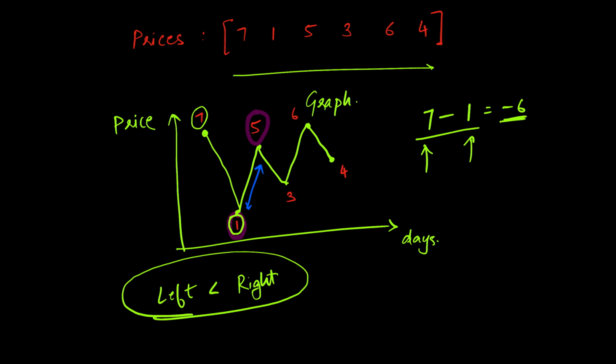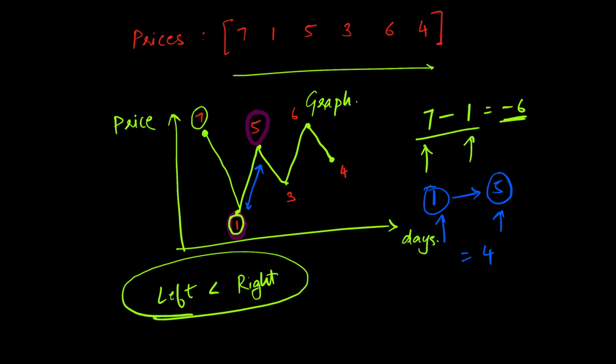But if you look at the next trend, the value is 1. The next day, the value of the stock is increasing to 5. So if you buy it for 1 and then sell it for 5, the profit will be 4. So we need to look for all the upward trends, calculate the difference, add them together and return the result.